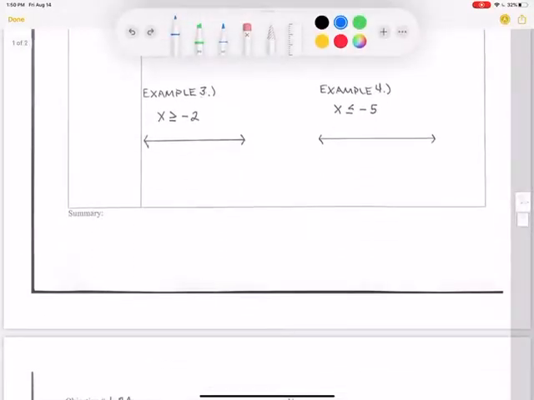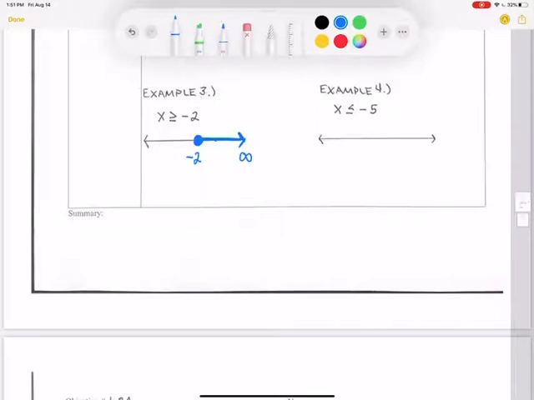Examples 3 and 4, I have x is greater than or equal to negative 2. So I'm going to write negative 2 on my number line. Remember, anything that's larger means we're going towards the right. We're going towards bigger numbers, so positive infinity. If it's greater than or equal to, we're going to first off have a solid circle, and we're going towards our larger numbers, which is towards the right. So this is how we would represent that inequality.